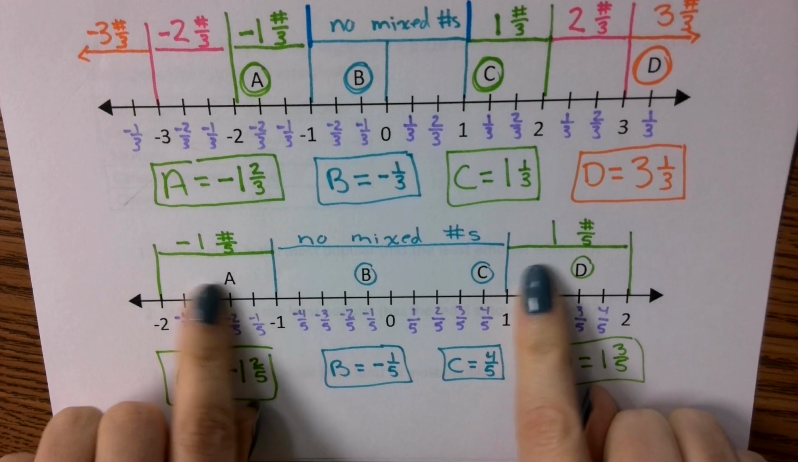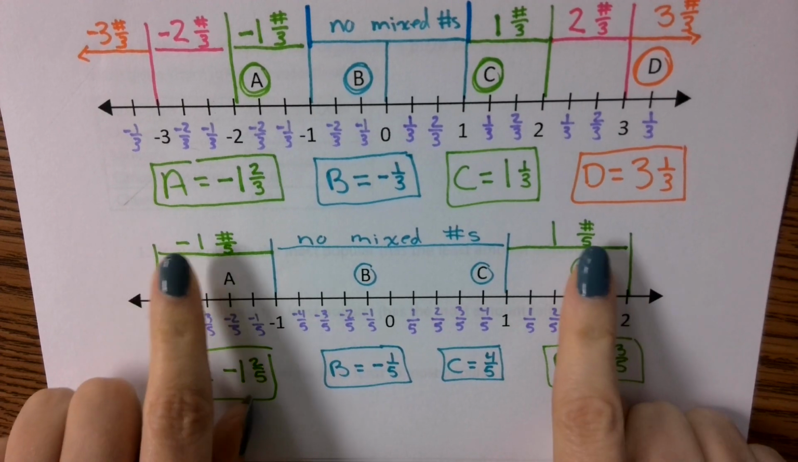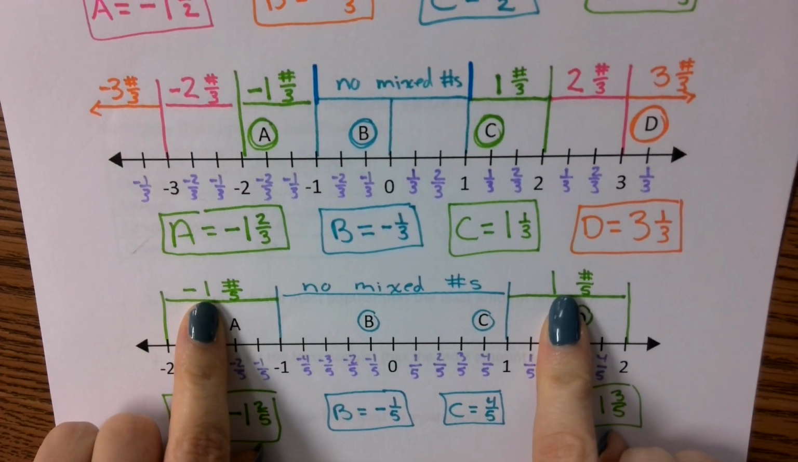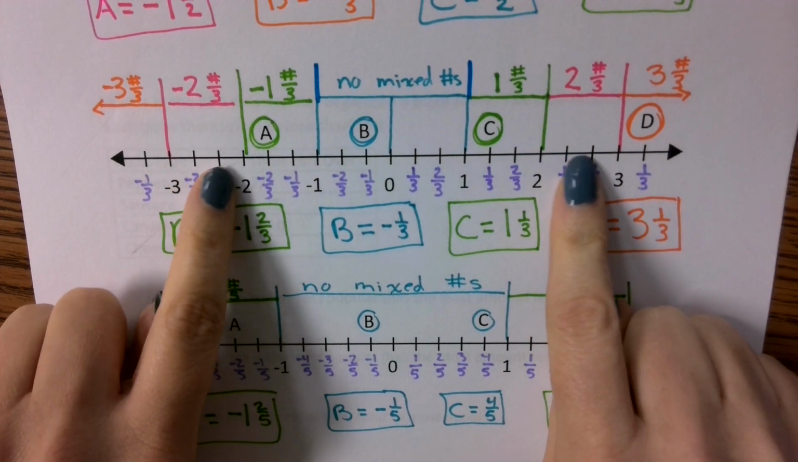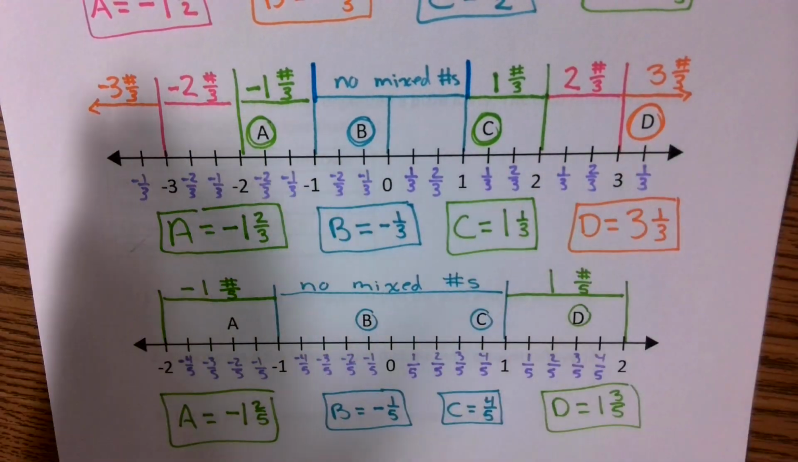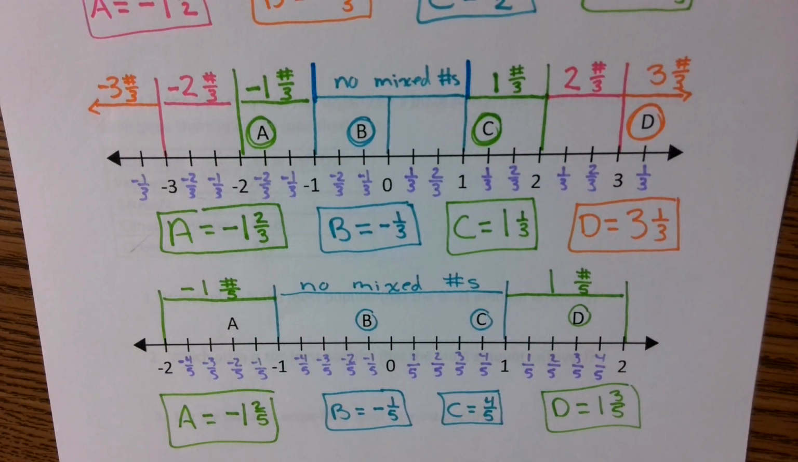Anything beyond the 1s up to the 2 mark are going to have whole numbers of 1 or -1s. Anything beyond the 2s up to the 3 marks are going to have whole numbers of 2 or -2, and so on and so forth. So we were talking about how to be able to label those correctly.